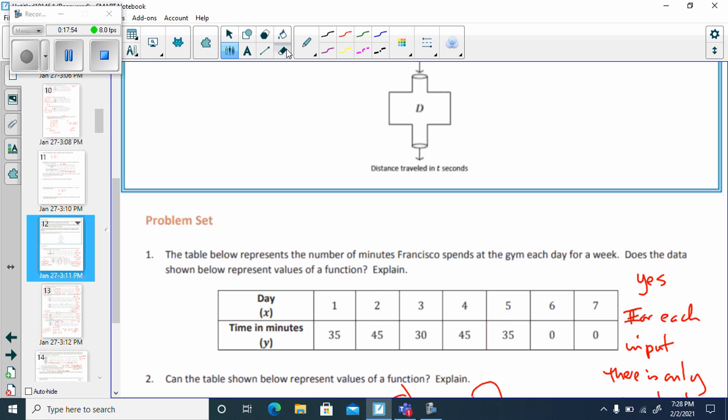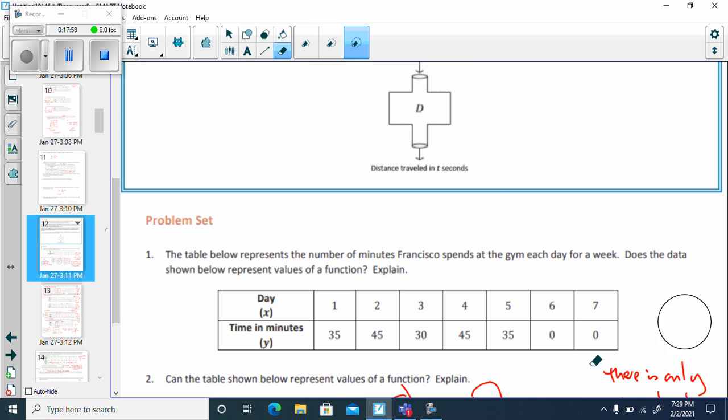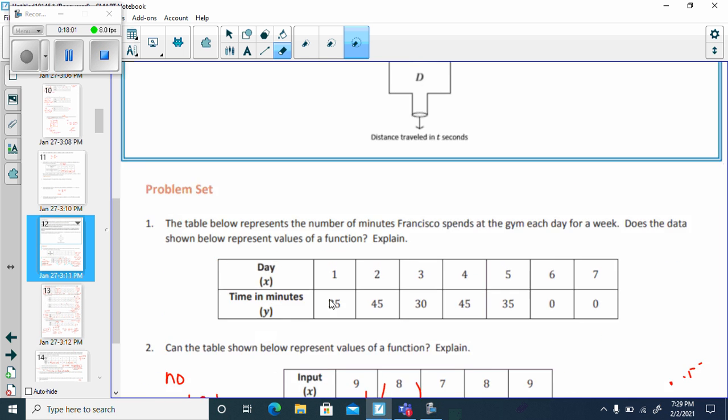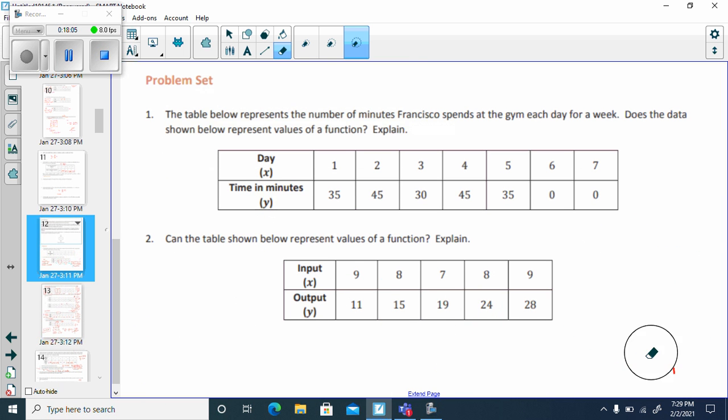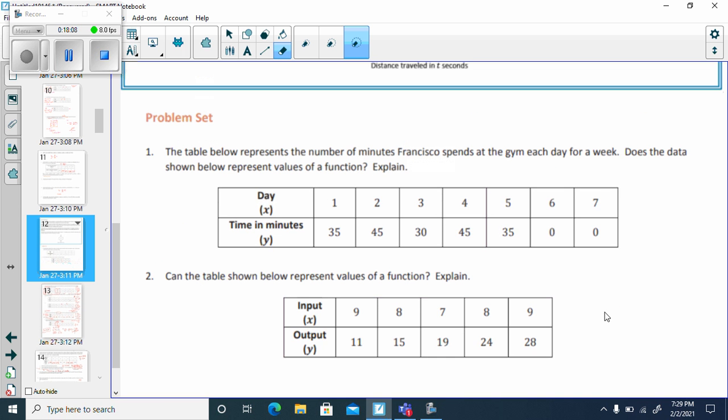Problem sets. This is on the problem set page. This is on the homework page. I think it's page 21. Look and see. We're going to go through the problems in the problem set.